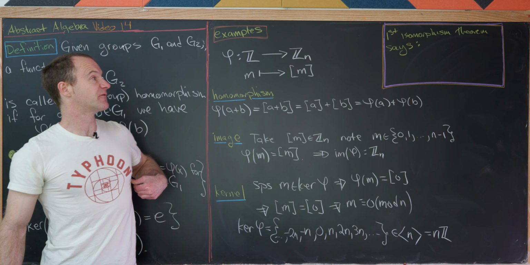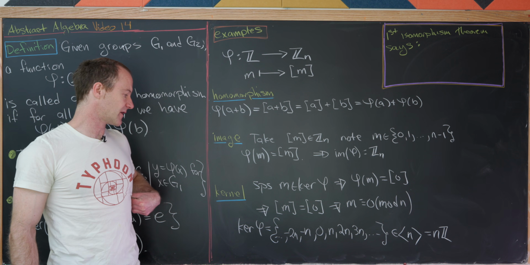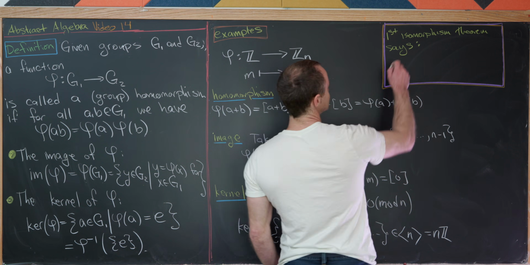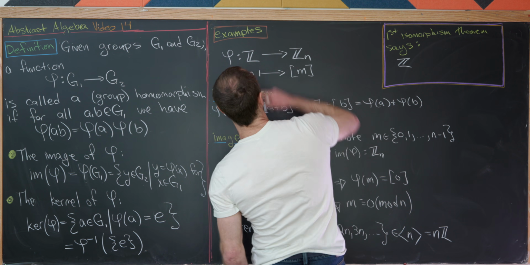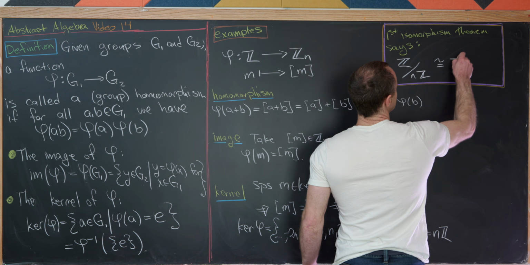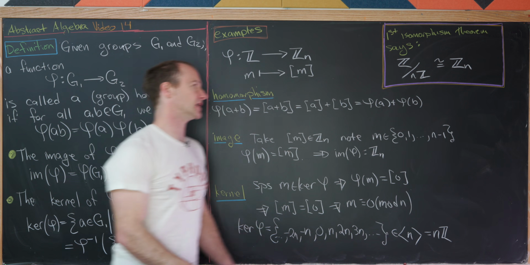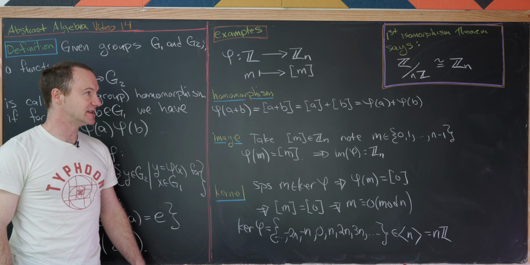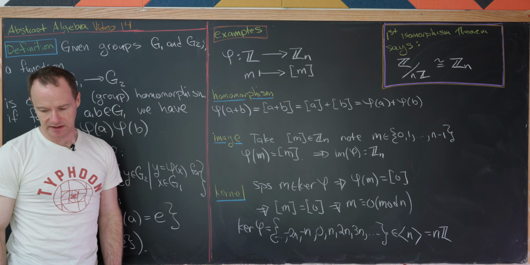But now let's see what the first isomorphism theorem says about this. It says that the group over here, mod the kernel, is isomorphic to the image, but the image was everything here. So we have Z mod nZ is isomorphic to Zn.